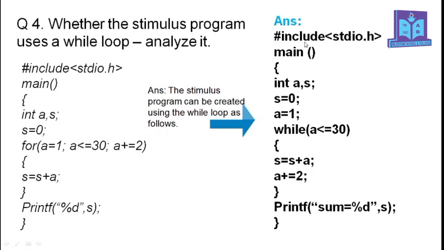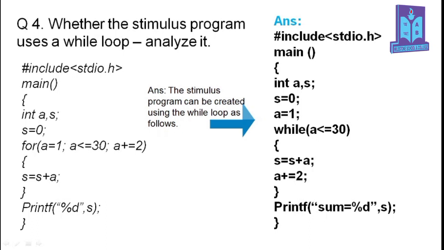That means #include <stdio.h> main, the same as the for loop, and int s the same as in the stem, s = 0 and a = 1. Both variables are used in this stem, a and s, and the initial value of s is 0 and a = 1. After that, this for loop is converted to the while loop.